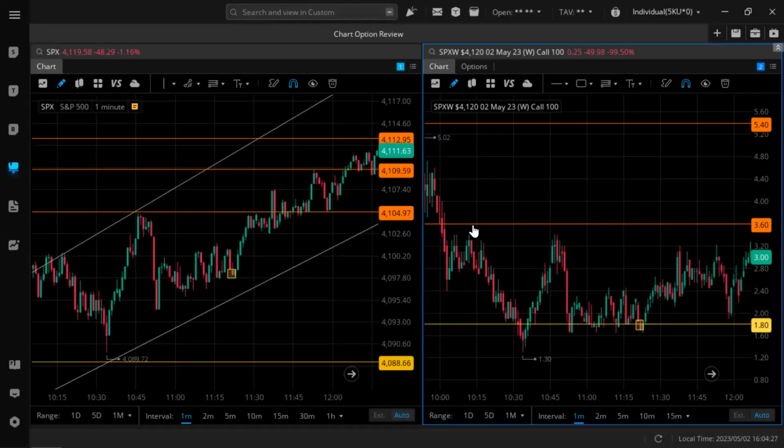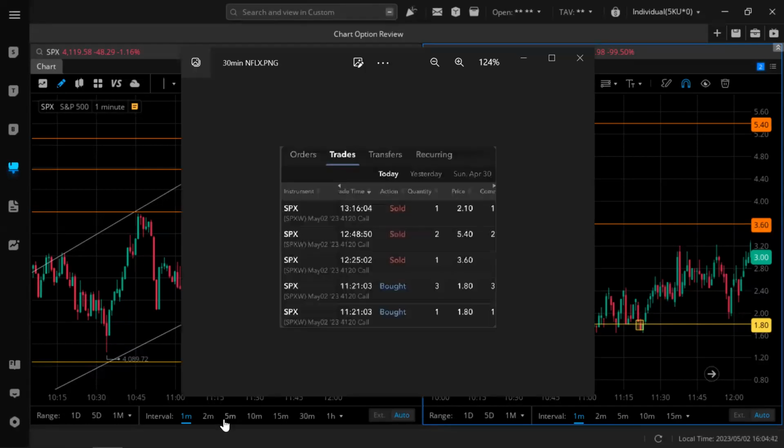All right, everyone. So I'm gonna break down my play today that I alerted. It was the SPX 4120 call. My alert, which I'm gonna pull up the entry slip right now once I get that clicked. So I entered the position at 1.8 a contract.